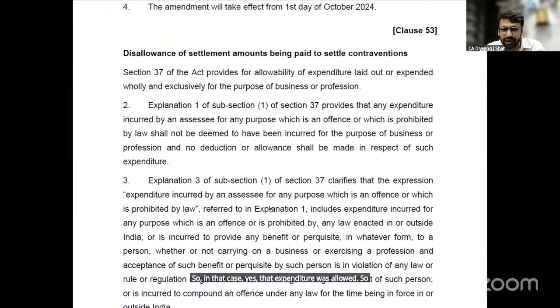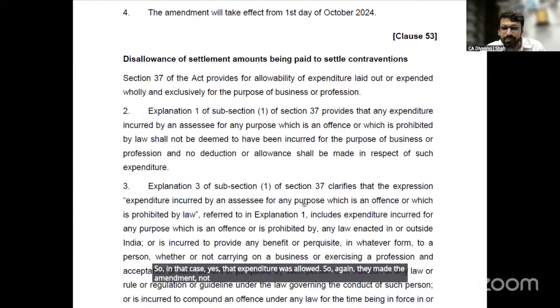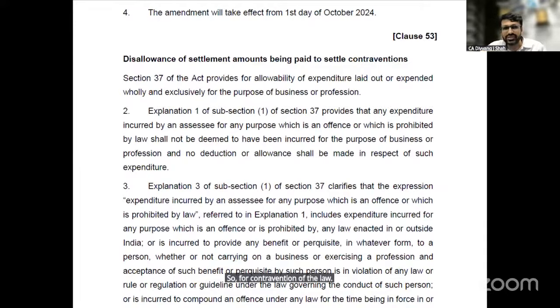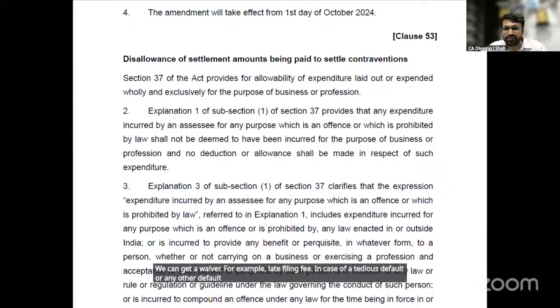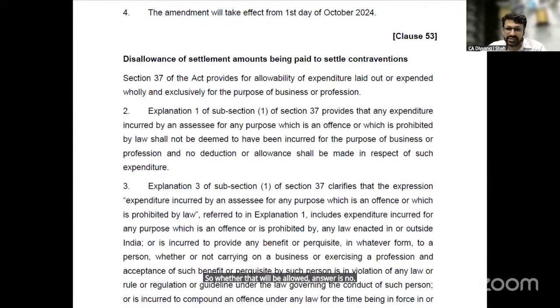So again, they made the amendment, not for this particularly, but for example, when we have violated a particular law. For contravention of the law, sometimes compounding is allowed, or by paying a fee, we can get a waiver. For example, late filing fee. In case of a TDS default or any other default, we can pay the compounding fee. So whether that will be allowed, the answer is no. So that amendment is there.